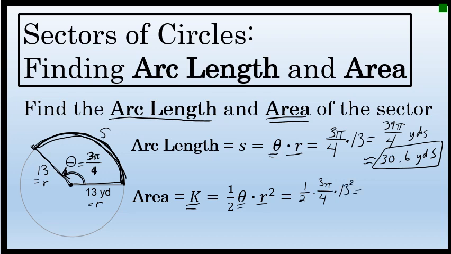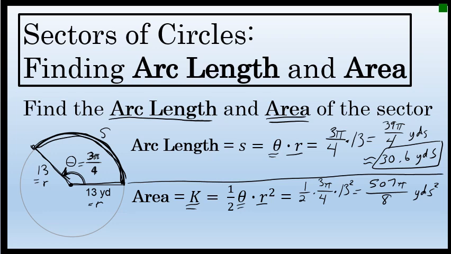1/2 times 3π/4 times 13 squared, that product is 507π/8. And that's exactly the number of square yards that makes up the area of this sector. If we wanted to approximate that, 507π divided by 8 is approximately, to the nearest tenth, 199.1 square yards.